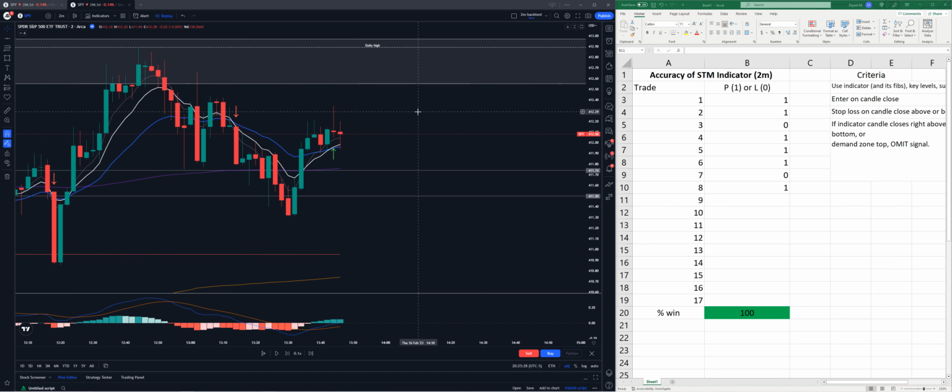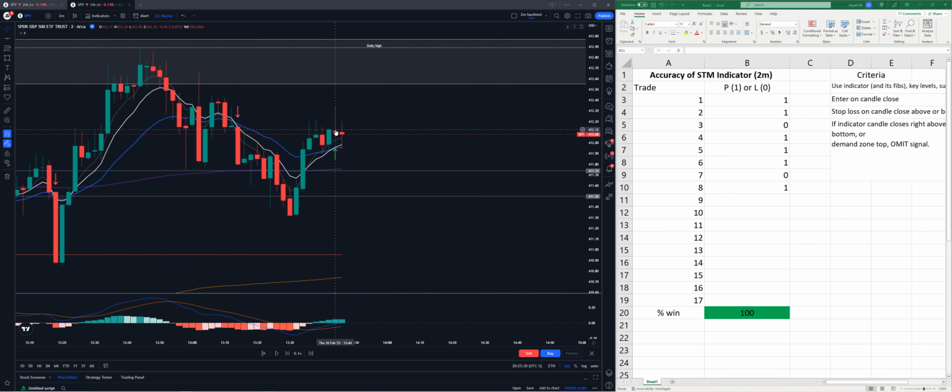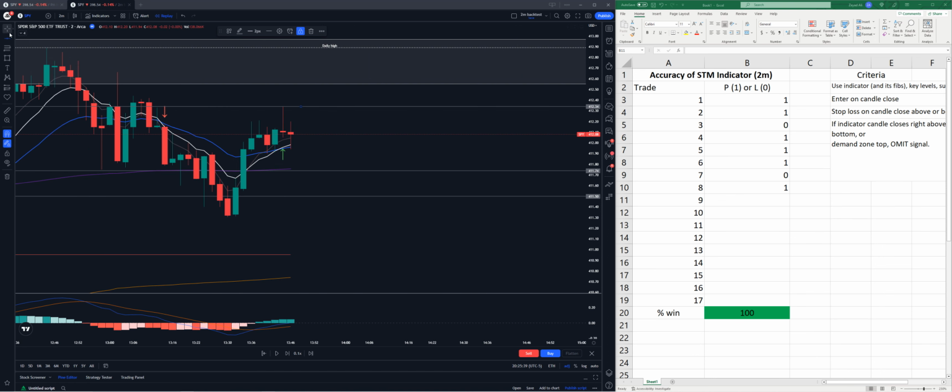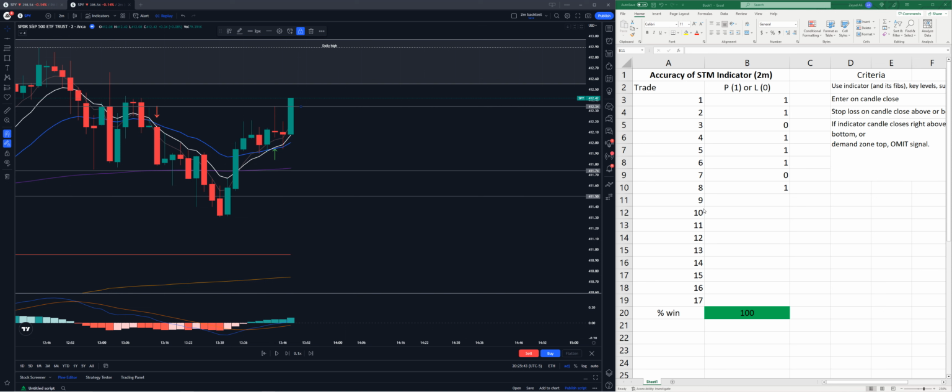Okay, so we're going to enter calls here at the close of this candle, and we're going to look to take our profit. We'll just look for just the top of that candle again, and then a stop is going to be a close below the 21 EMA. There we go, we take our profit.